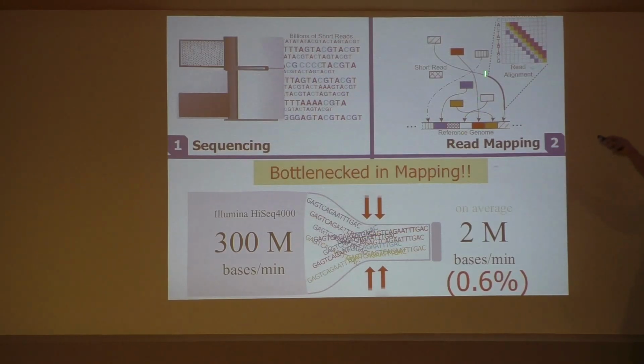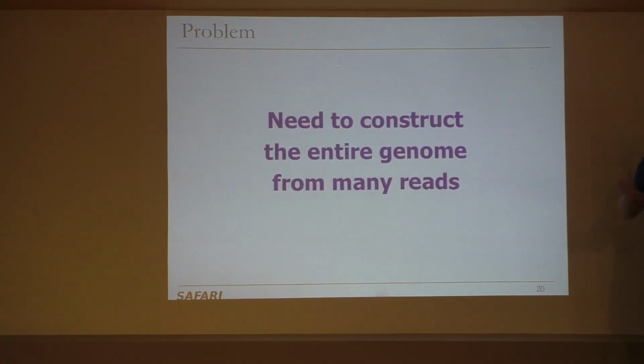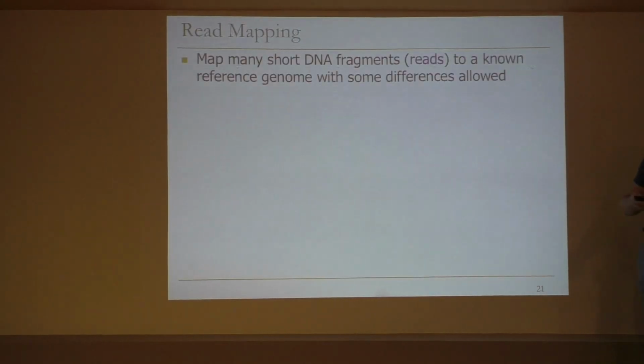And this processing also becomes more complicated as we want more information out of that processing, actually. I'll give you a couple of examples very quickly. So the real problem in the end is we want to construct the entire genome from many reads. Reads are fragments, segments that the choppers chop the genome into. So let's talk about this problem a little bit, and then I'm going to give you what we've done based on my experience, where we are at this point.